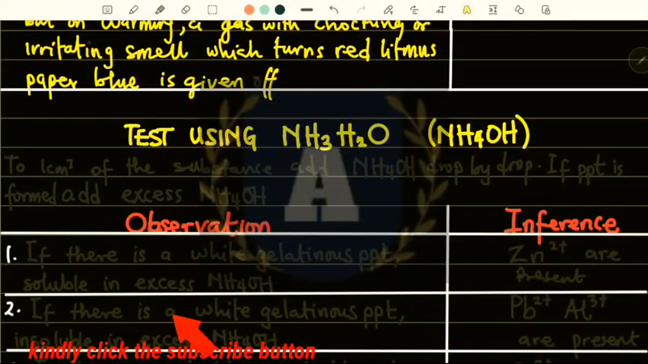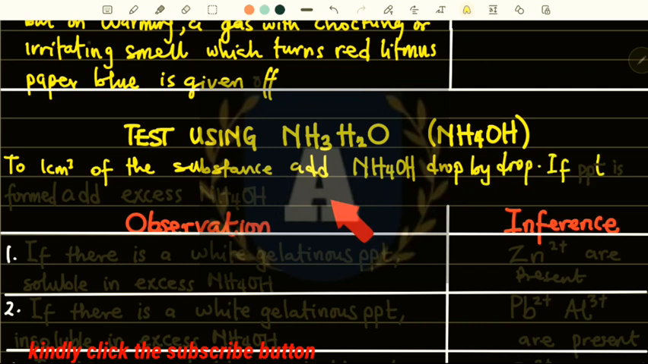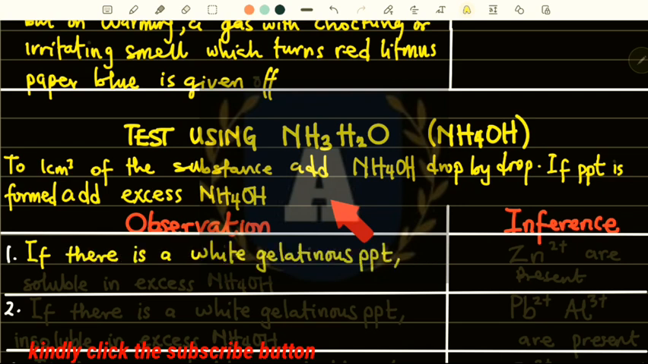Then the test for cations using aqueous ammonia. To 1 cm cube of the solution of the substance, add aqueous ammonia drop by drop. If a precipitate is formed, then add excess aqueous ammonia. Now what will be your observation? If there is a white precipitate soluble in excess, then zinc ion is present.